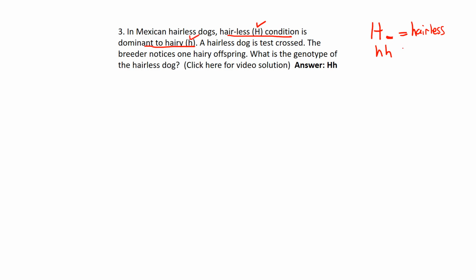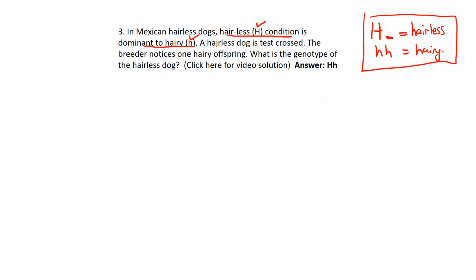Sometimes they'll say, what is the nomenclature? That's just, what's the notation of those alleles? The only way that you can be hairy is if both those alleles are recessive. So make sure in your legend you put in both the recessive alleles to represent the hairy condition. Okay, so there is our legend, little box around that.